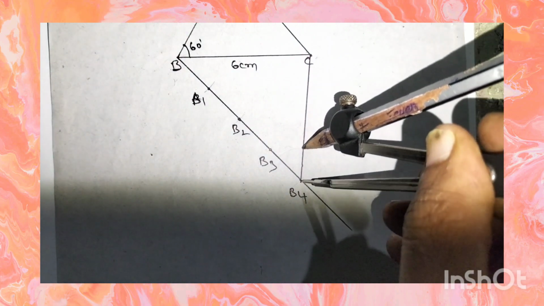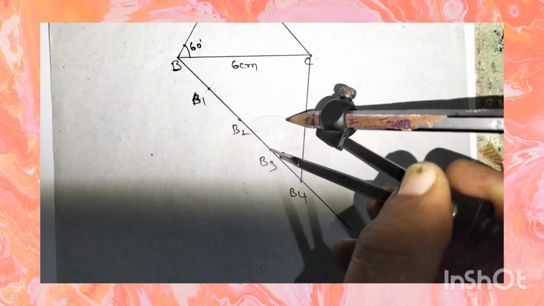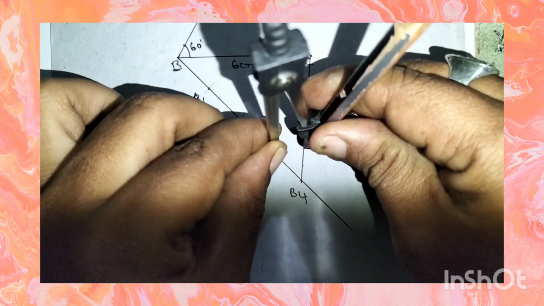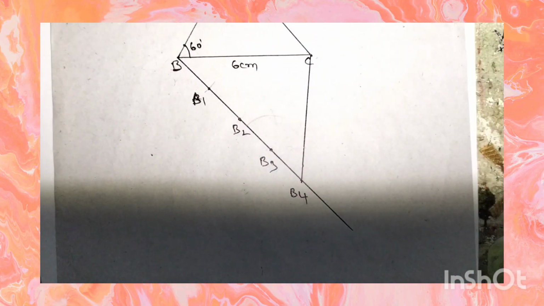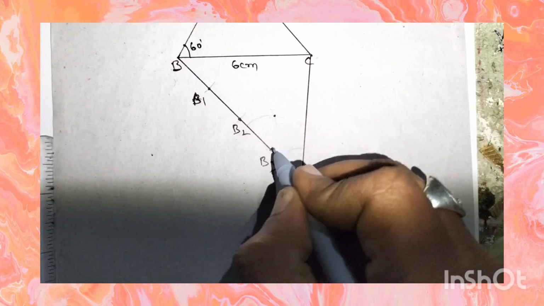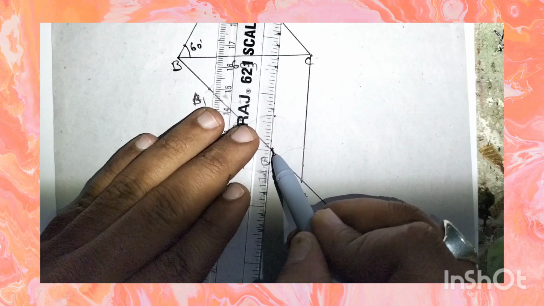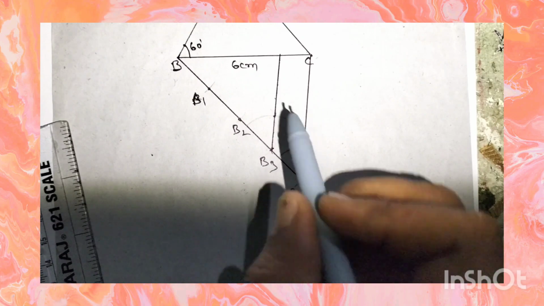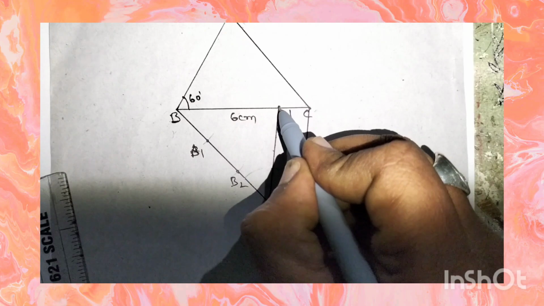You draw one arc. With the same measurement, the numerator is 3. Keep the compass needle at B3 and draw one more arc. Then with the same measurement, take the measurement of the arc and keep it here and cut the previous arc. So now this B3 and this point should be joined by using a line. So now we have drawn one line. These two should be parallel to each other. You call this point C dash.